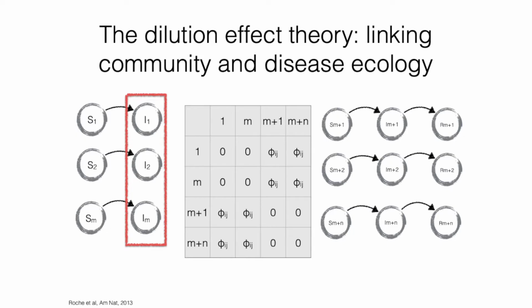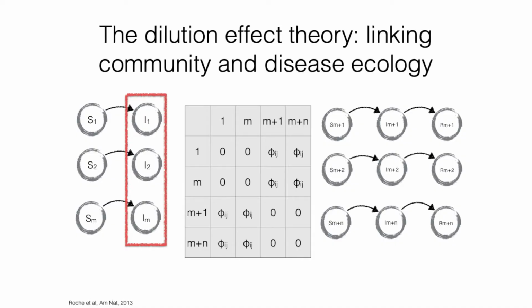And so to address this question, in my group we have developed, for a decade now, a different mathematical framework to try to understand from a theoretical point of view what we should expect. So very briefly, here, this is the case of a vector-borne disease. We have the vector species on the left.